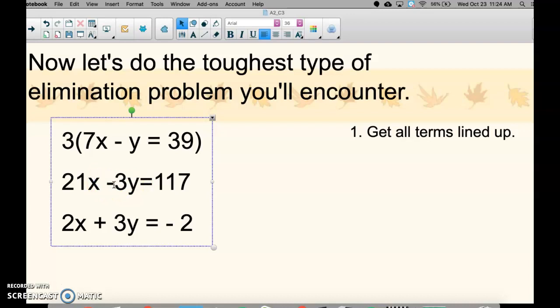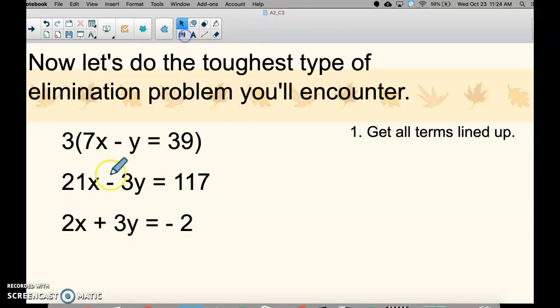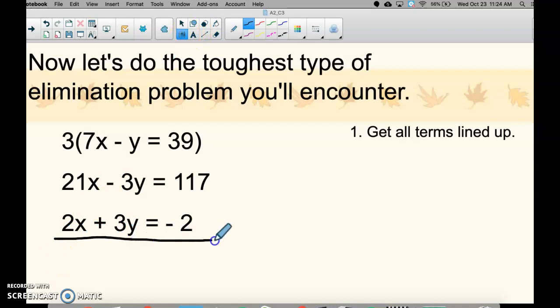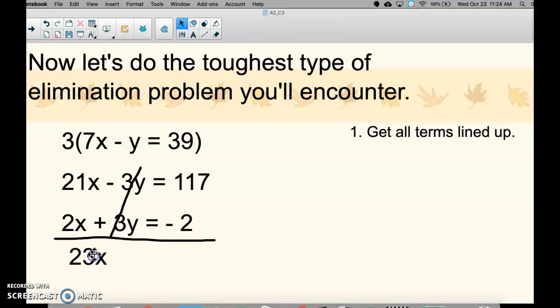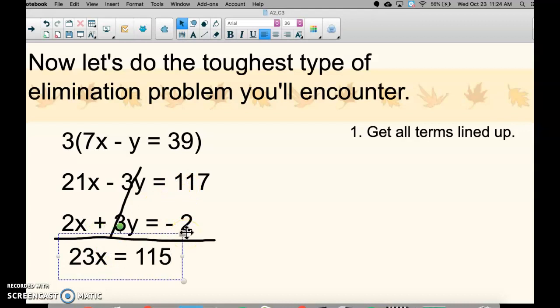Notice everything is still lined up. We're still good to go there. Except now, things do eliminate. So now if I add these down, I notice that my negative 3y and my positive 3y cancel out, and I can just add everything else. So I get 23x on my left side, and on my right side, I get 117 minus 2, I get 115. Simplify one step further here, and I get 115 divided by 23. I get 5. x equals 5.